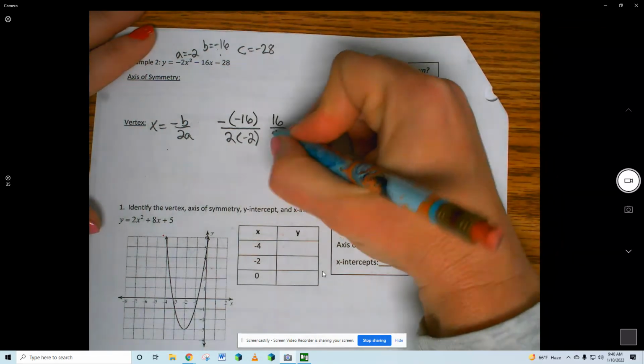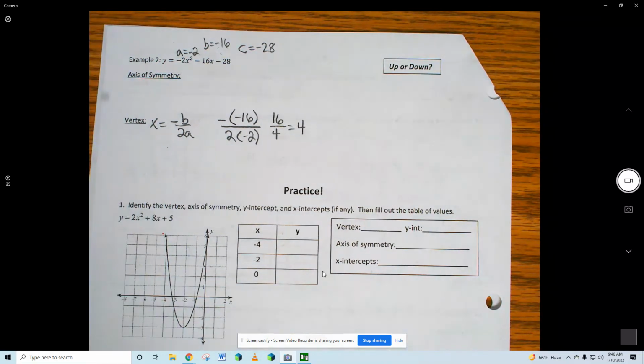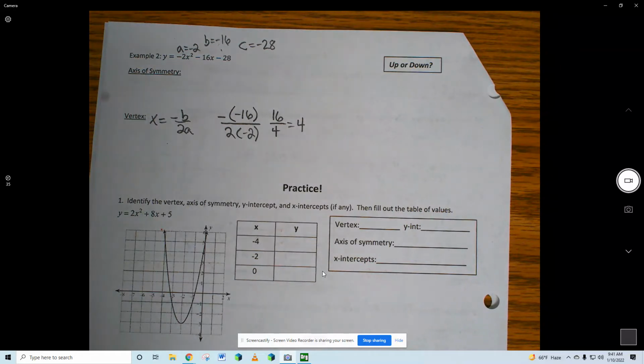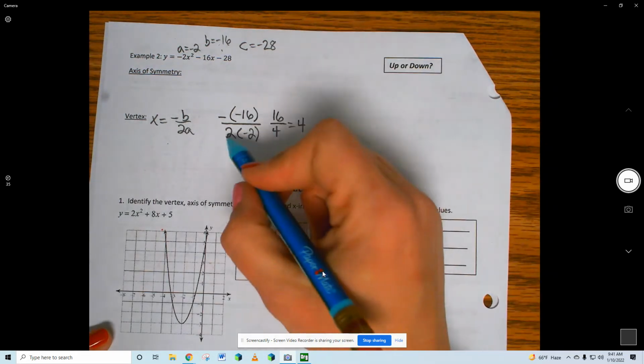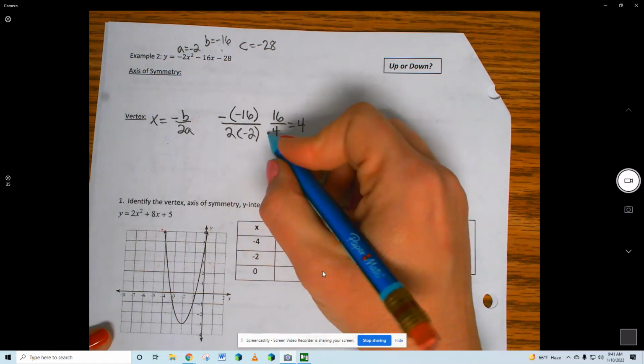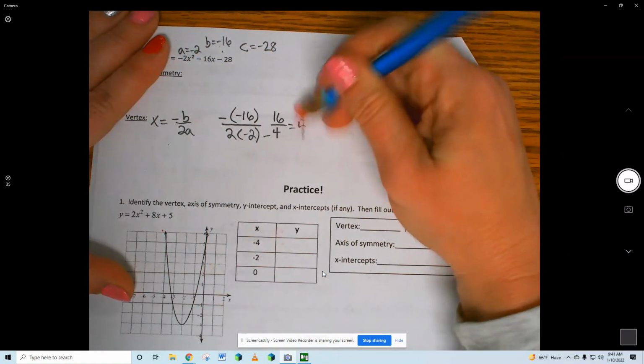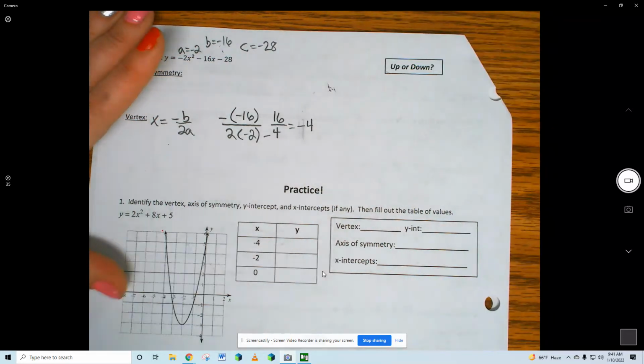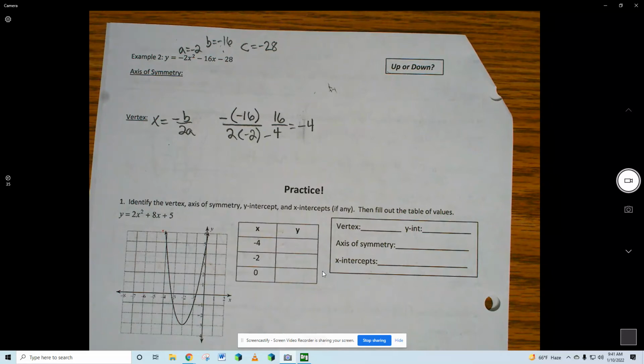16 over 4. By the way, the vertexes are not always 4. Wouldn't that still be negative 4? No, 2 times negative. Because, wait, positive 16. Good job. I better stop making mistakes. I don't want to be losing my money, right?